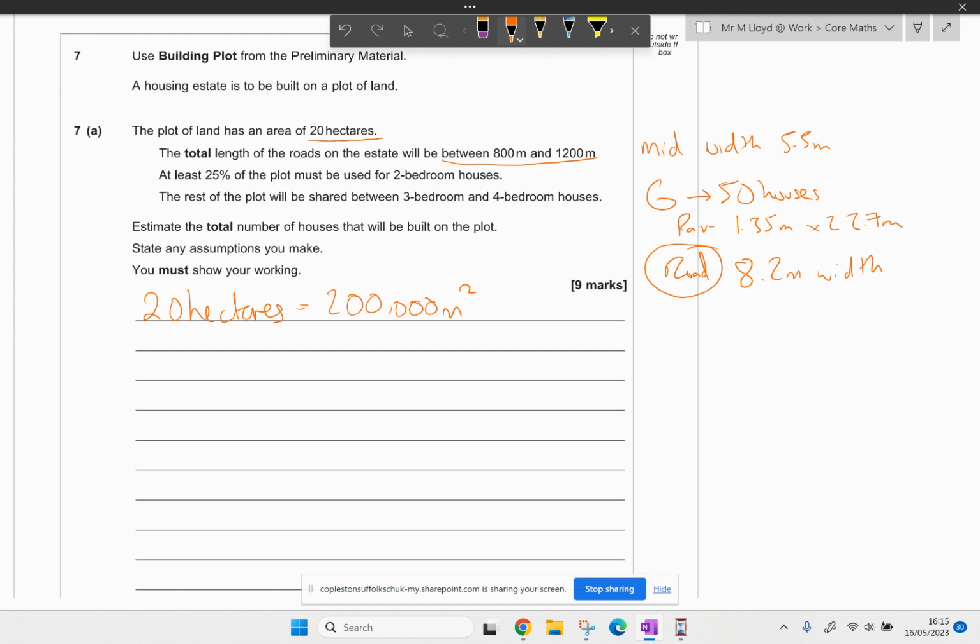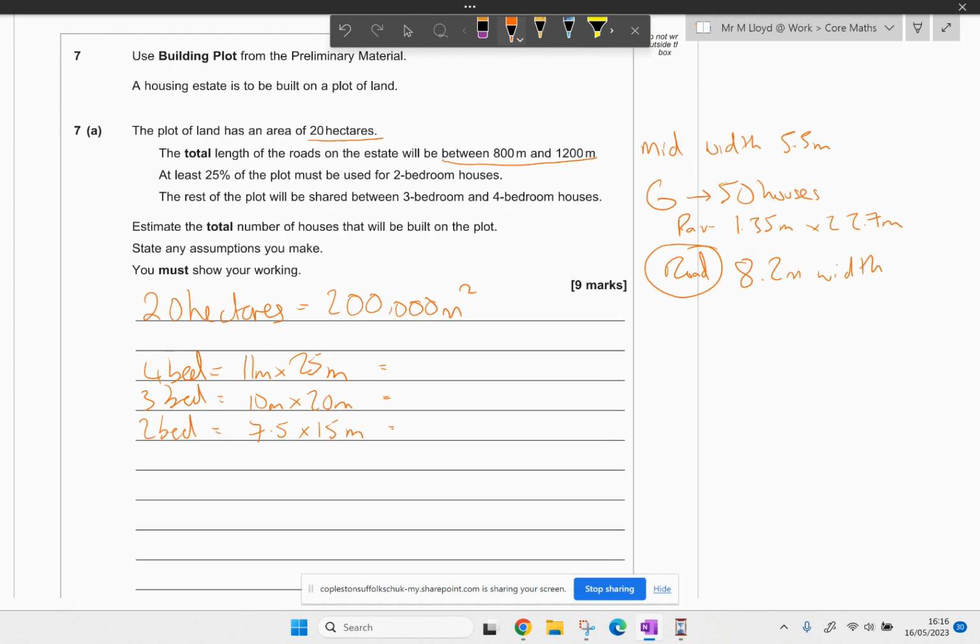The rest of the plot is shared between 3 4-bedroom houses. So a 4-bed, we've got some dimensions as well, between 10 and 20 to 11.5 and 29. So I'm going to say a 4-bed is going to be 11 meters by 25 meters. I'm therefore going to say a 3-bed is a bit smaller, 10 by 20, because that's the minimum 4-bed, so we'll be generous, even though I don't think it works like that in real life. And then a 2-bed, I'm going to say 7.5 by 15 meters.